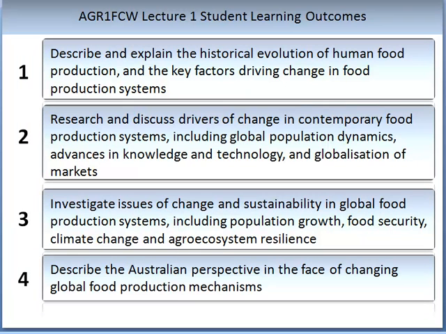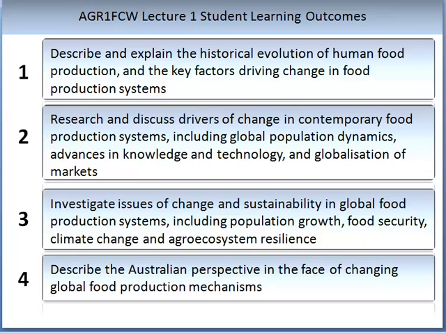In this subject, 4 student learning outcomes will be covered. The first is to describe and explain the historical evolution of food production and the key factors driving change in food production systems. The second is to research and discuss drivers of change of contemporary food production systems, including global population dynamics, advances in knowledge and technology, and globalization of markets.